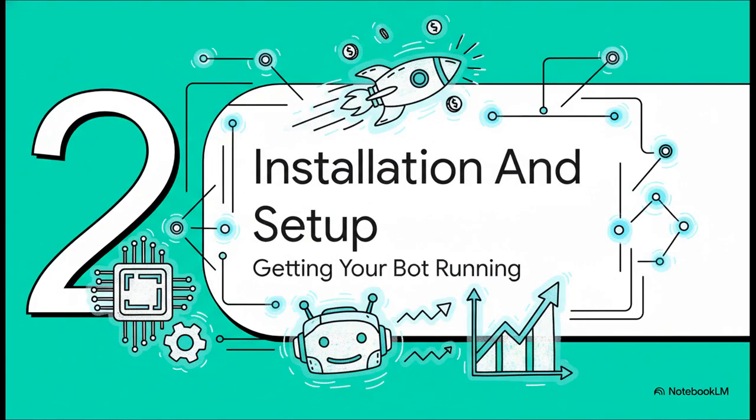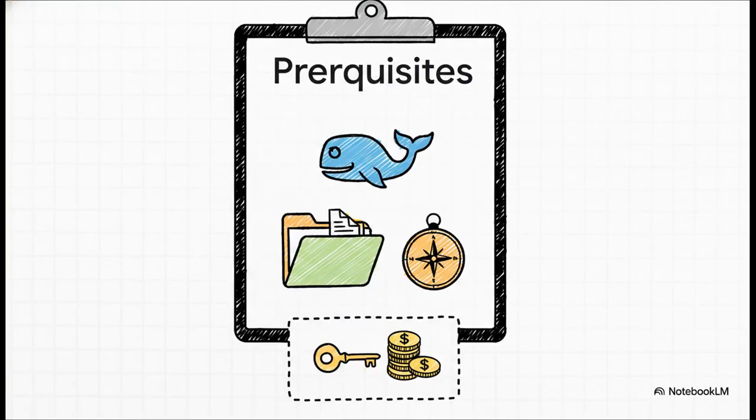All right, now for the fun part, let's actually get this thing installed and running for the very first time. Before we start, you just need a few things. First, make sure you have Docker installed and running on your computer. You'll also need to have the bot files unzipped in a folder somewhere. And that's it. That's all you need to get started with testing. The private key and funds, we can worry about those way later.